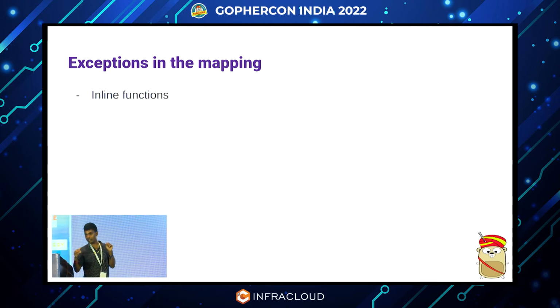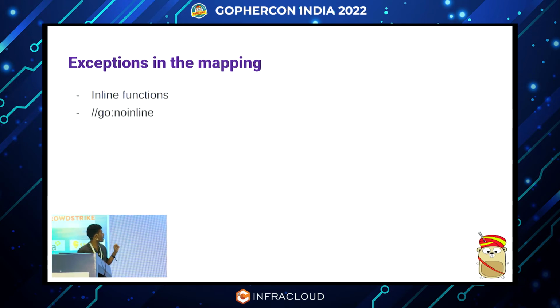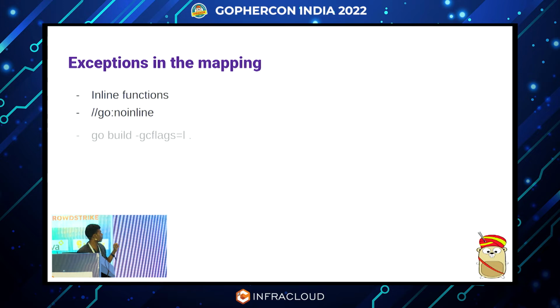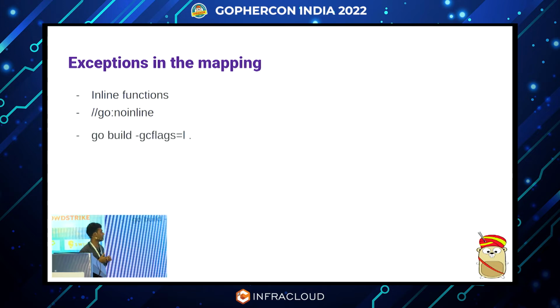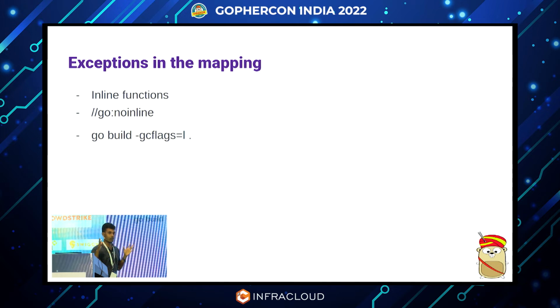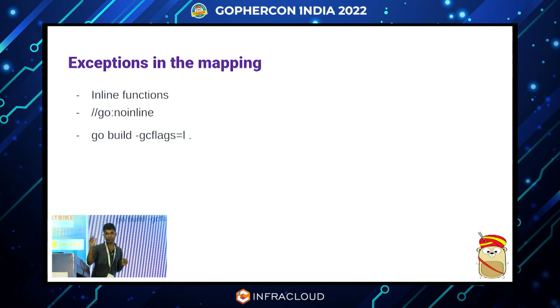To avoid that inlining, you can use the flag gcflags equal to -l, which disables inlining. And also, when you're building your application, you can pass this -N flag and build the application so that none of the DWARF symbols get missed out. Then you can see these mappings clearly.